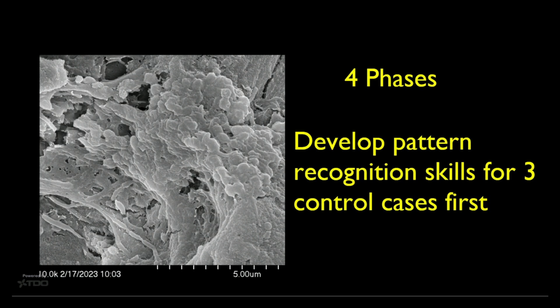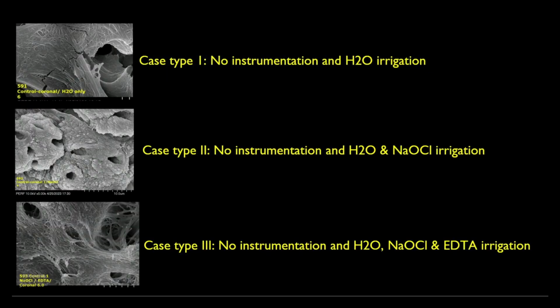So I'd like to propose that we do this in 4 phases and that we develop some pattern recognition skills for these basic 3 types of cases. Cases where there was no instrumentation and only water irrigation, cases where there was no instrumentation and only sodium hypochlorite irrigation, and no instrumentation cases where there was sodium hypochlorite and EDTA irrigation.